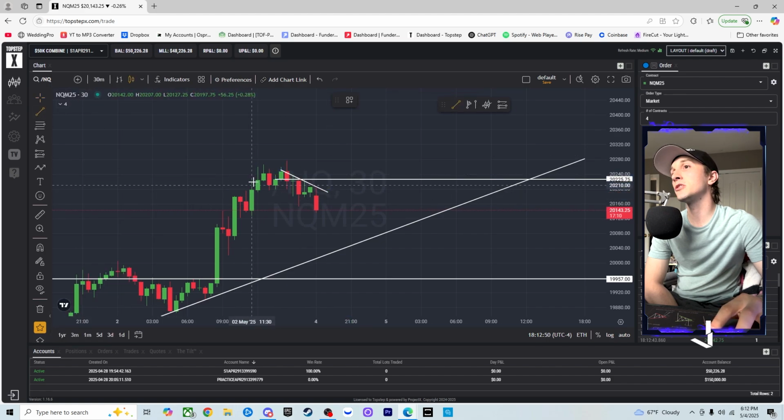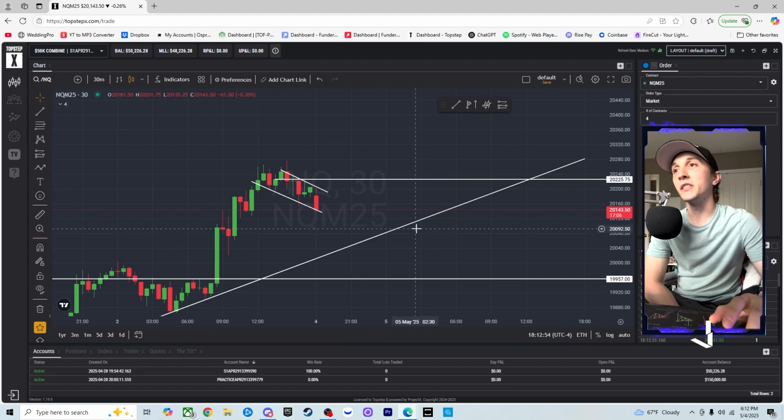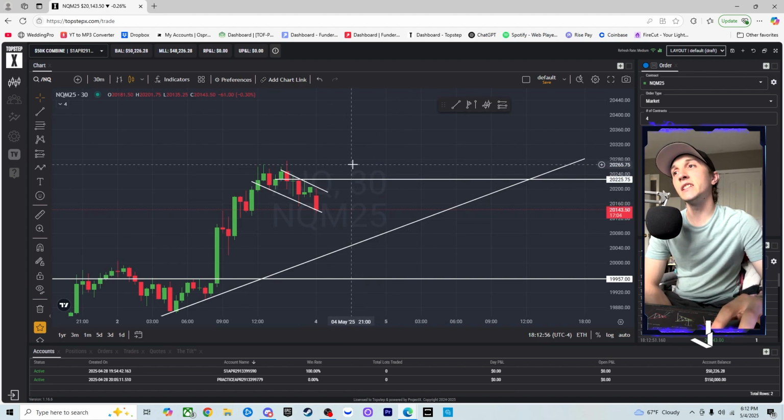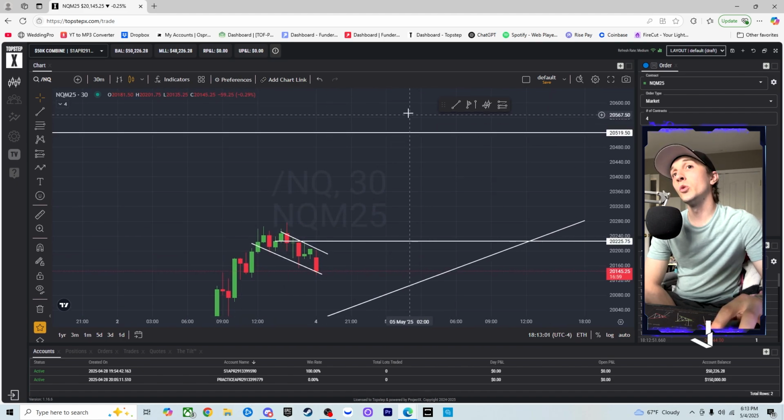On the smaller time frames, you can see this downward channel that we're in. I think we do need to break above that 20,225 area in order to start to see potentially highs of the 260s or even an overnight push towards that 500.